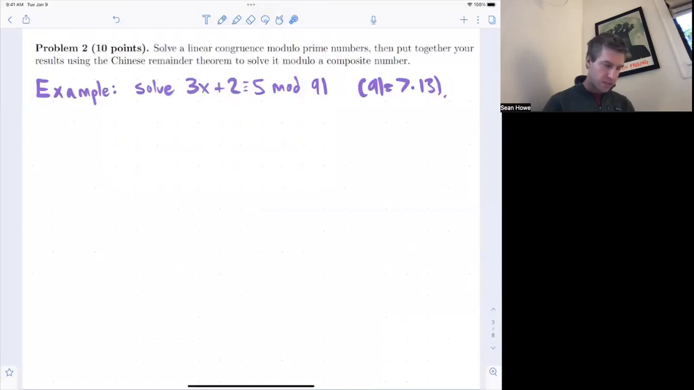So let's do that. By the way, on the exam, if I tell you to solve something modulo 91, I will tell you that 91 is 7 times 13. I'm not expecting you to have that memorized or to be able to factorize into prime numbers on the fly. So good. Okay, so I'm solving 3x + 2 is congruent to 5 modulo 91.